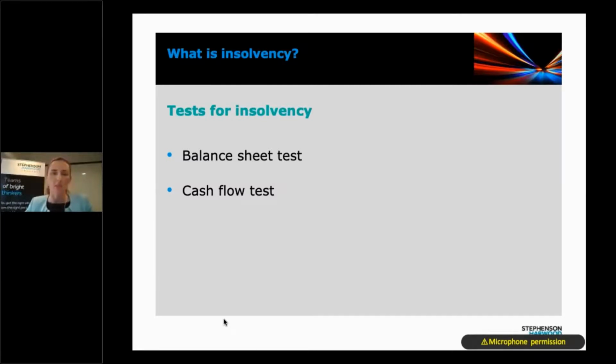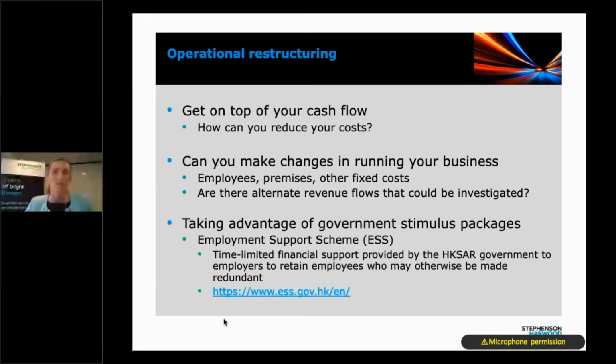So if we move to the next slide, operational restructuring. This is really getting on top of your cash flow, understanding where you sit right now. Are you insolvent? Then thinking about ways of reducing your costs. Are there operational changes you can make in the way the company is being run to reduce those costs? Think about the employees, the premises that you have, any other fixed costs. Also, are there alternate revenue flows that could be investigated? A lot of businesses are thinking about doing things differently at the moment. There might be a new opportunity.